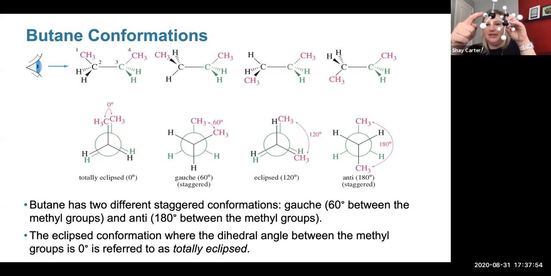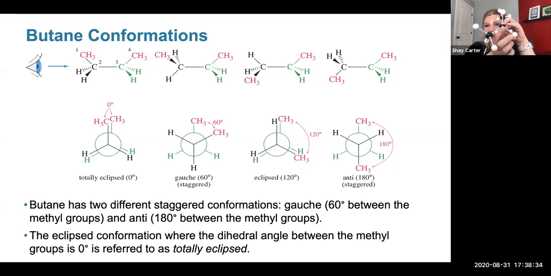okay? But this methyl group and this methyl group are uncomfortably close together. Now, this is lower in energy than our totally eclipsed butane conformation, okay? But not as good as we can get. Now, if we turn another 60 degrees, we have another eclipsed, but it's not totally eclipsed because we have a bond between a carbon and a hydrogen that is eclipsing this back methyl group. And then we have a carbon and a hydrogen that's eclipsing the front methyl group, okay?